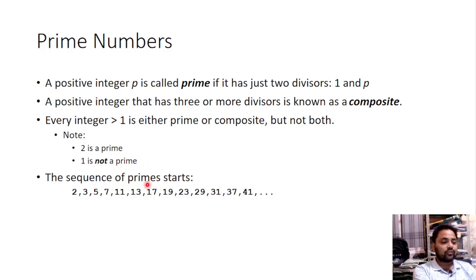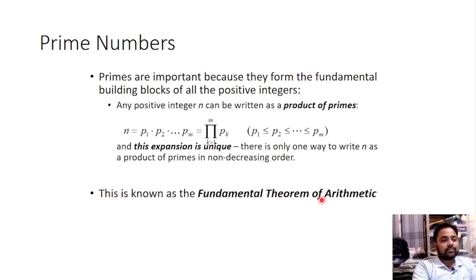The sequence of primes starts 2, 3, 5, 7, 11, 13, 17, 19, 23, 29, 31, 37, 41, etc. There are infinitely many prime numbers, and the search is continuously going on. Primes are important because they form the fundamental building blocks of all positive integers.